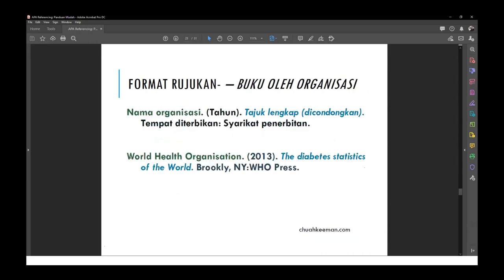Organization can just put that in place of the author. So some publications can be published not by a single author, but by an organization, like the World Health Organization. Then you just put the organization name. Same thing lah. The back part, if you notice, is the same. Title, place, and then the publisher. Publisher is the last, right? Okay.